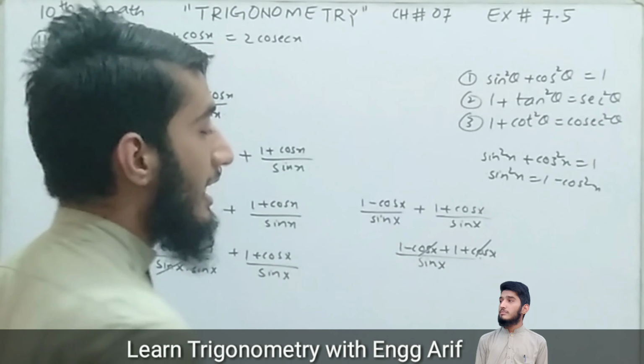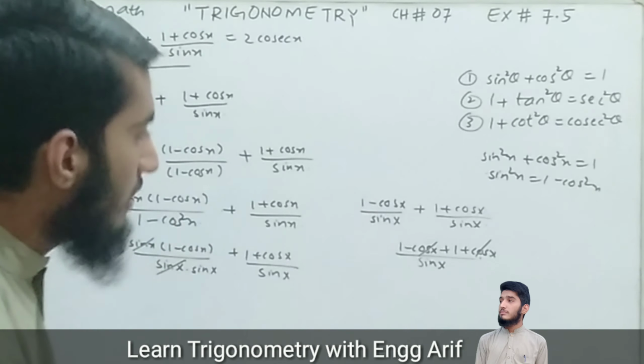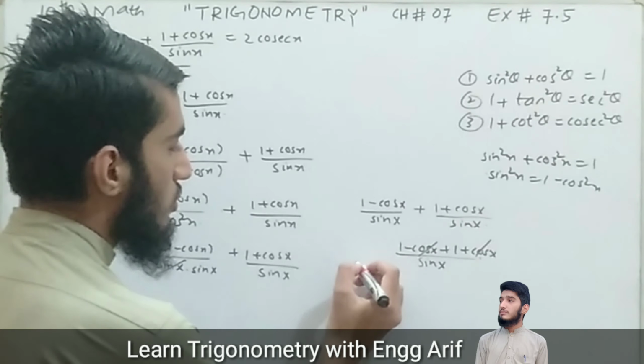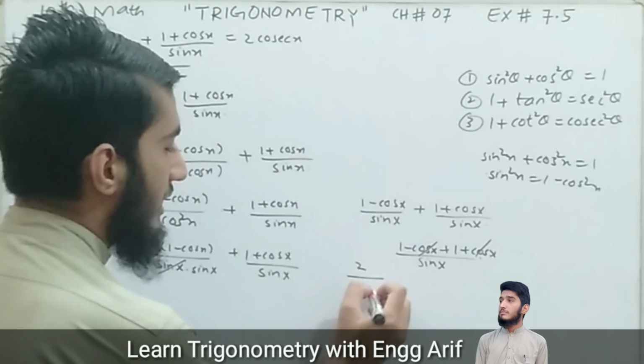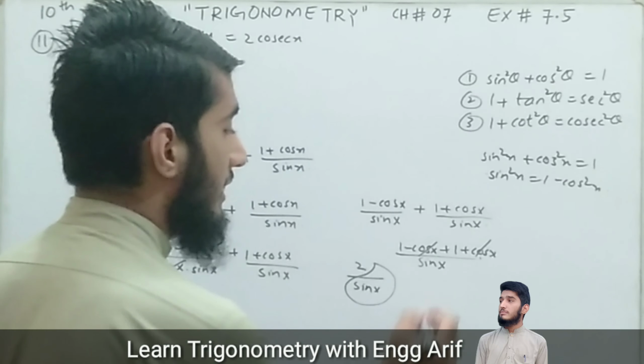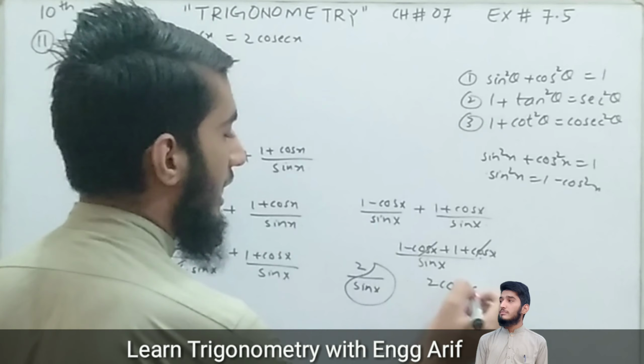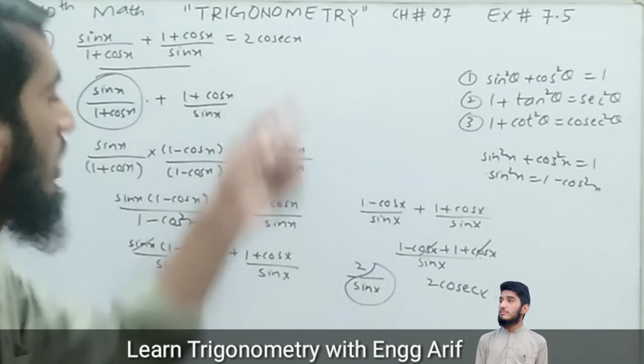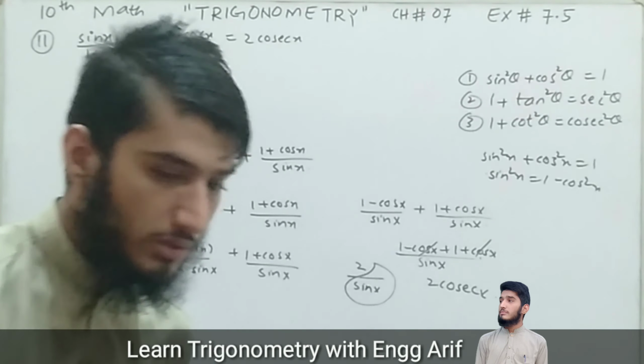Cos x and cos x are the relative inverse of each other. They will cancel out with each other, and 1 plus 1 will give us 2. 2 divided by sine x, and you know that 1 over sine x is the reciprocal of cosecant x, so it becomes 2 times cosecant x. So on the right hand side we have 2 cosecant x, hence we prove.